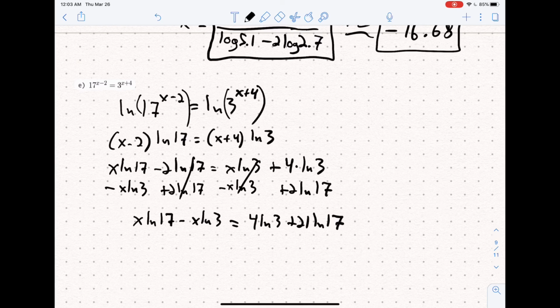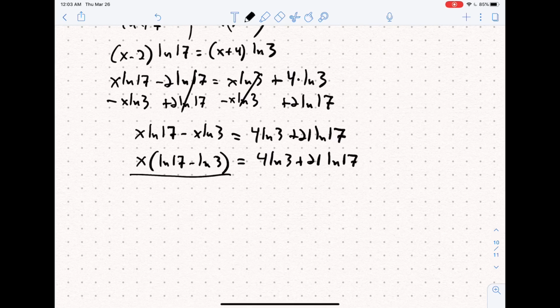On the left-hand side, I factor out an x. So this is x times (ln 17 minus ln 3), and that's still equal on the right to 4 ln 3 plus 21 ln 17. Now we divide both sides by the stuff in parentheses. Divide by that ln 17 minus ln 3.